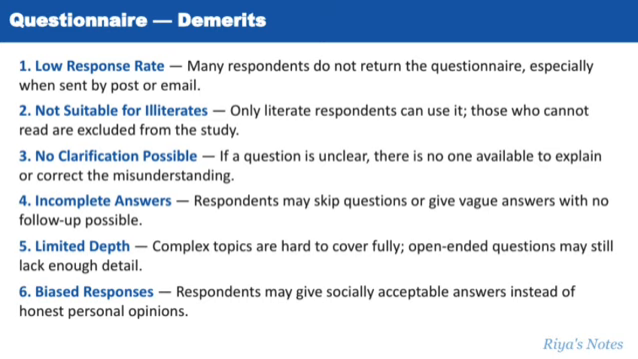4. Incomplete answers. Respondents may skip questions or give vague answers with no follow-up possible. 5. Limited depth. Complex topics are hard to cover fully. Open-ended questions may still lack enough detail. 6. Biased responses. Respondents may give socially acceptable answers instead of honest personal opinions.